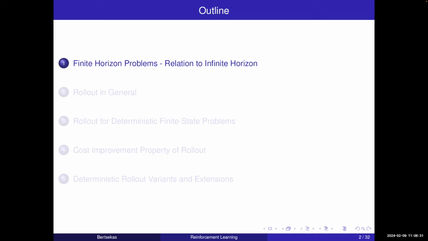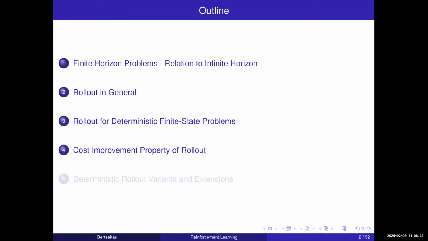Next, we're going to cover rollout in general in greater detail. And then specifically, we're going to look at rollout for deterministic finite state problems. And then in part four, we're going to look at the more theoretical aspects of rollout. Under what conditions is rollout expected to perform well? And what can we say about it? Then we're going to take a break. And then the last portion of the lecture is going to be devoted to deterministic rollout variants and extensions. Okay, so we'll start with finite horizon problems.